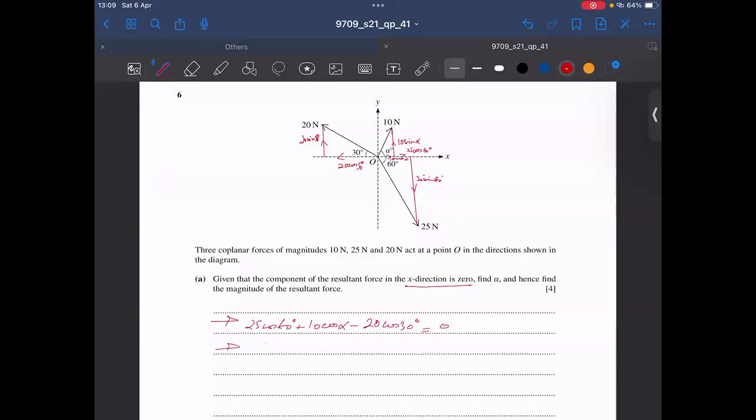So, all right, children. All right. So I have 25 cos 60. I'm not getting you, just calculate for me 12.5. How much is going to be this? Let me just see. 10 cos alpha is going to be equal to 20 cos 30.